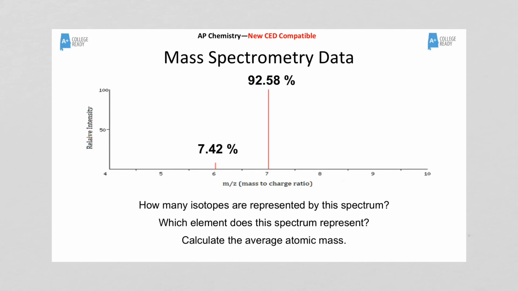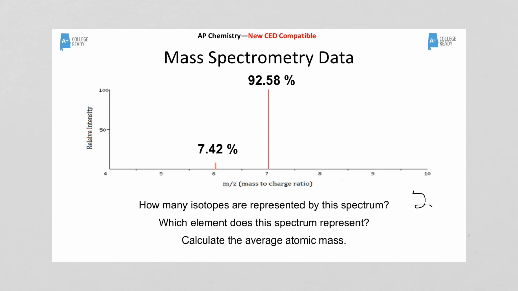So this is what this graph will look like. And I've asked you a few questions just so you can make sure you understand the graph. Notice we have this mass to charge ratio, and then we have this intensity. So notice that the taller the bar is, obviously that's going to represent some percent. Okay, so how many isotopes are represented by this spectrum? Well, I see 2 bars. That means this element has 2 isotopes.